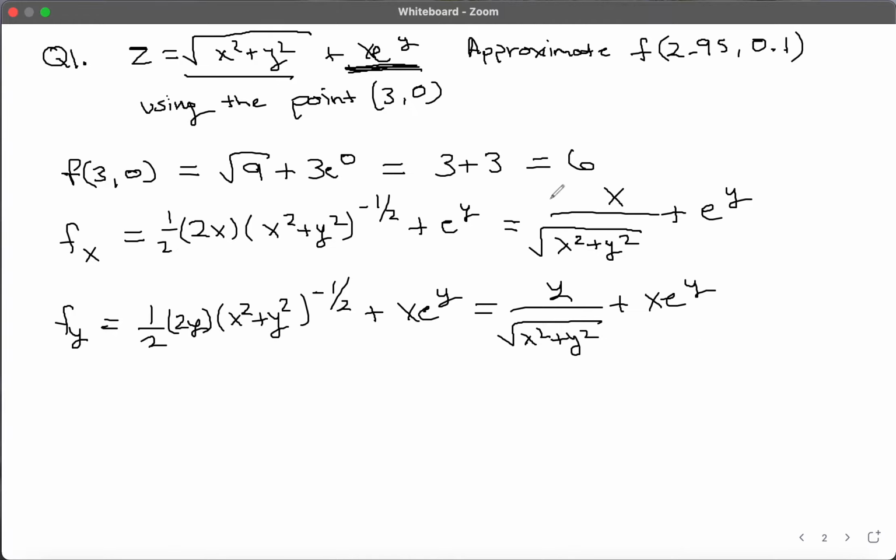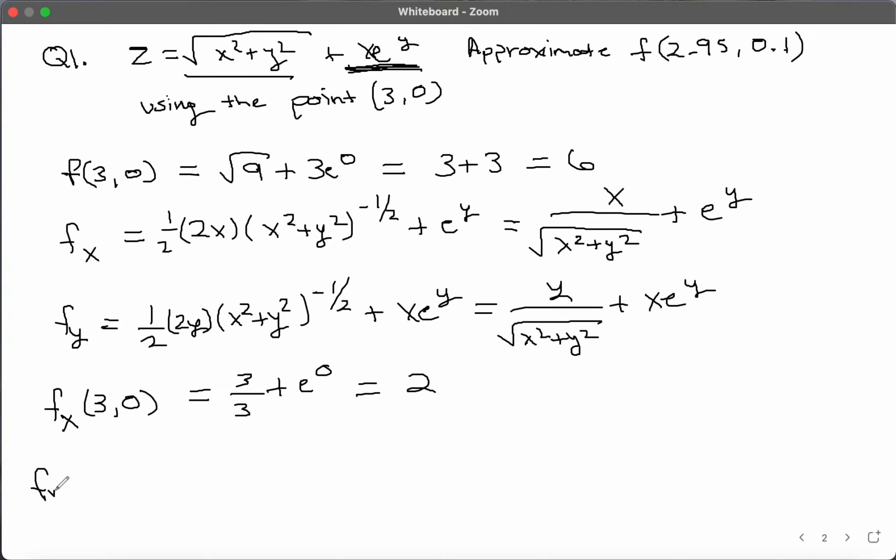Awesome. Now let's go ahead and actually find what each of these are at the point 3 comma 0. Looking at the first one with respect to x, at 3 comma 0, let's plug it in. That's going to be 3 over the square root of 9, which is 3. So we get 3 over 3 plus e to the y, which is e to the 0, right? So we're going to get 1 plus 1, which is just 2.